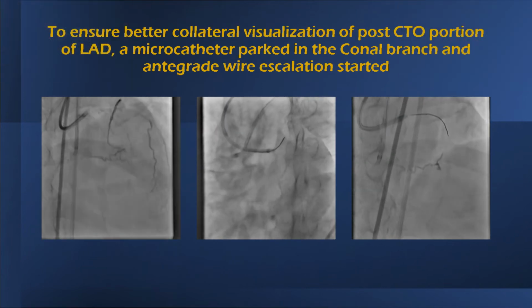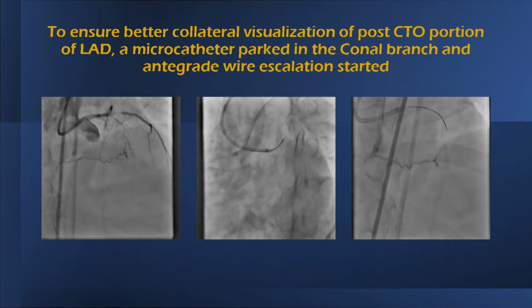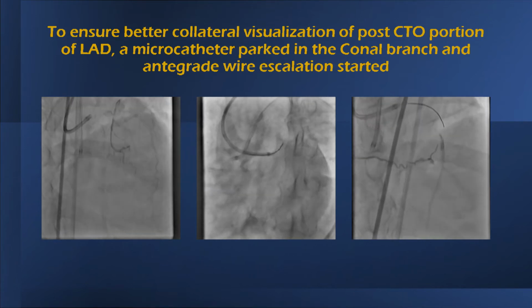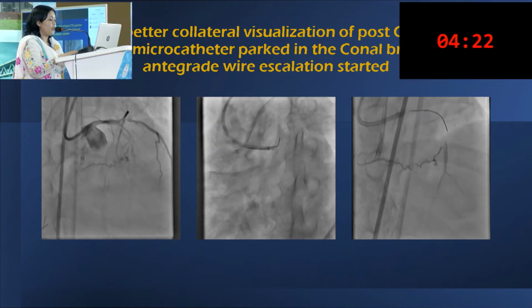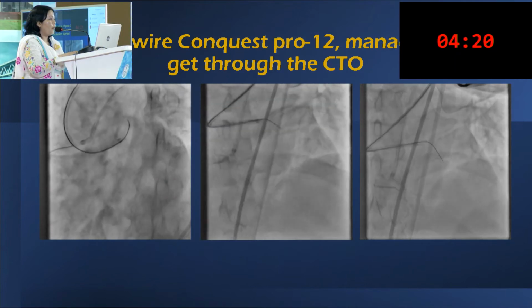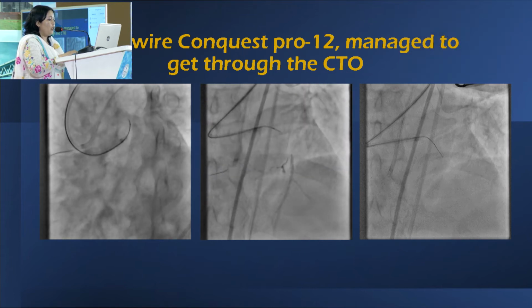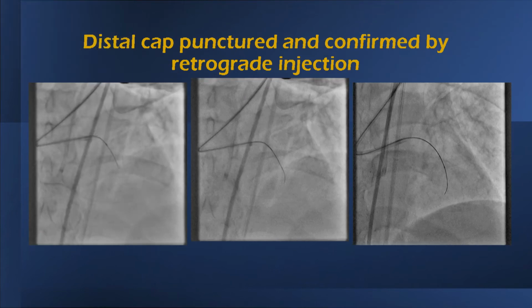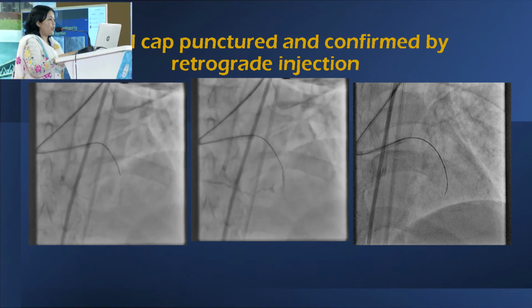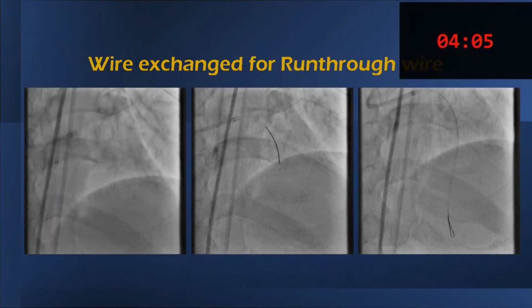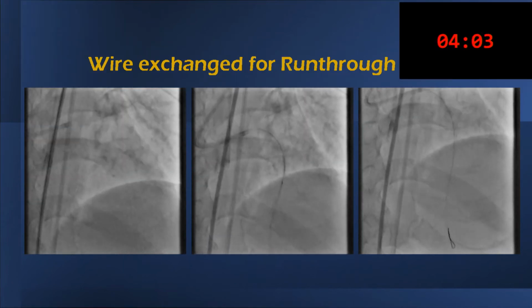Then for the LAD CTO, to ensure better collateral visualization of the post-CTO portion of LAD, a microcatheter was parked in the conal branch and antegrade wire escalation started. Using Conquest Pro 12 wire, we managed to get through the occlusion in the LAD. Distal cap was punctured and was confirmed by retrograde injection. Then wire exchange for a run-through wire was done.